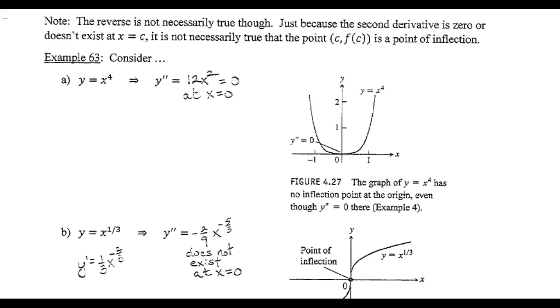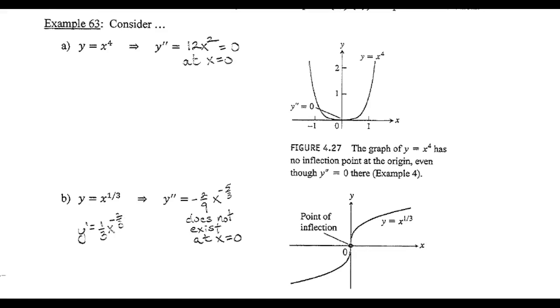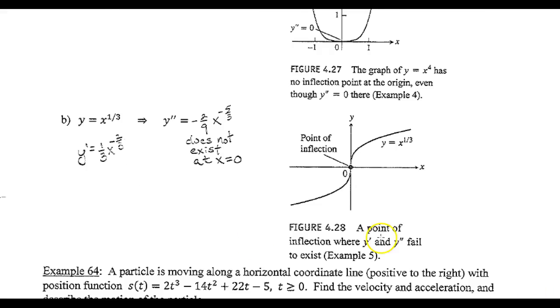Now let's look at y equals x to the 1/3. The first derivative is 1/3 x to the minus 2/3, and so the second derivative is minus 2/9 x to the minus 5/3, or minus 2 over 9 times x to the 5/3 in the denominator. The second derivative is never 0, but it doesn't exist when x equals 0 because I'm dividing by 0. And notice that we do have a change of concavity here.